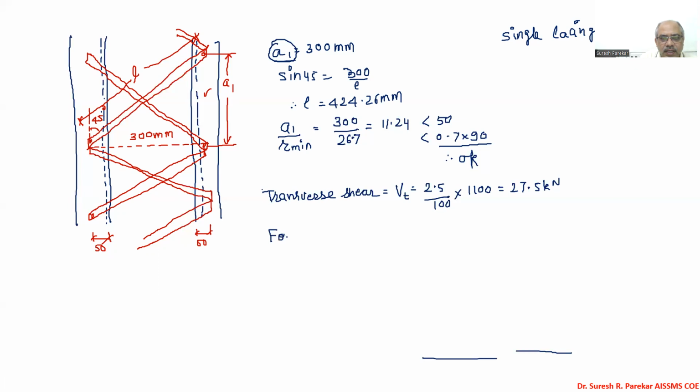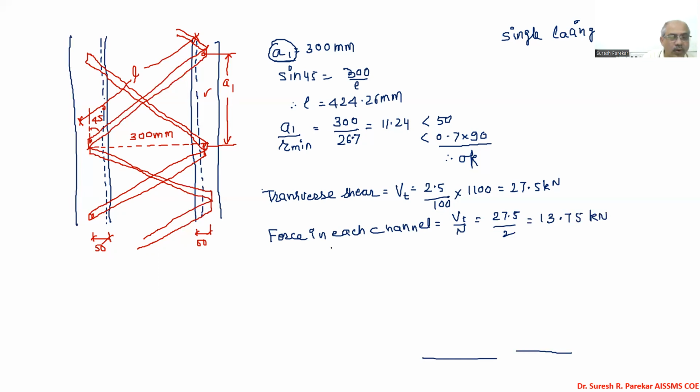So force in each channel, we have Vt by N, and that is 27.5 by 2, and that comes 13.75 kilonewtons.